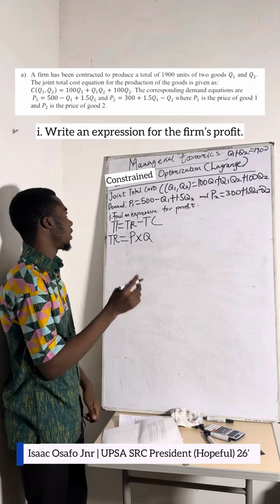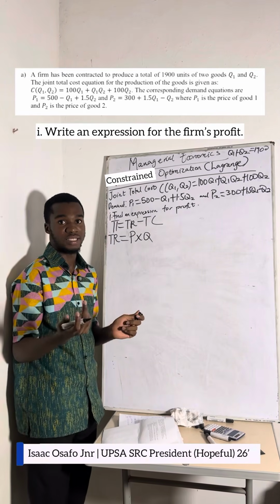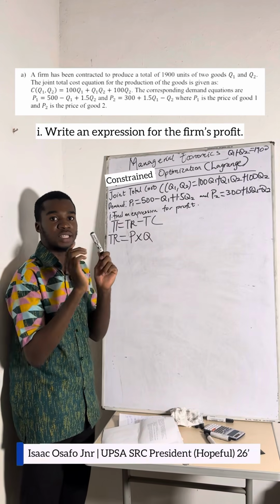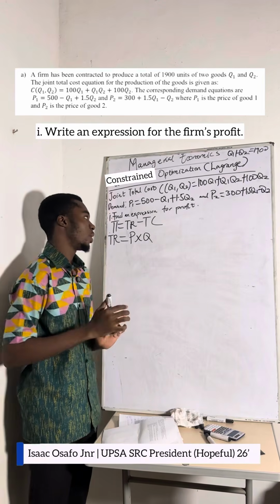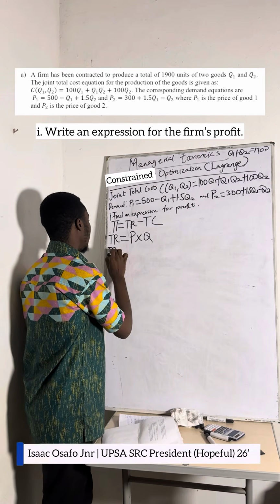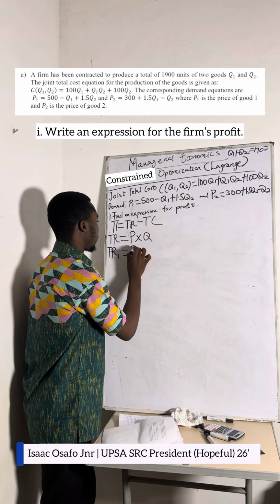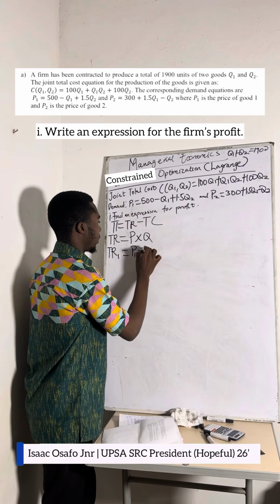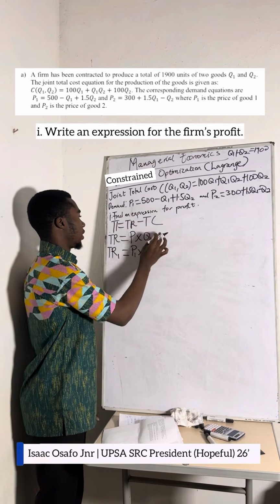So we are going to find the total revenue for good one. Let's assume that it is garri and sugar that the firm is selling. We want to find the amount we get from the garri, then the amount from the sugar, then add both of them. So let's assume this one is garri. The total revenue for the first one, TR1, should be P1 times Q1.